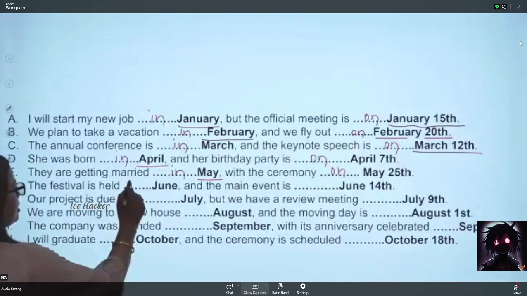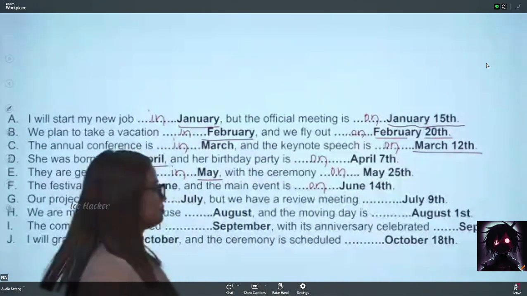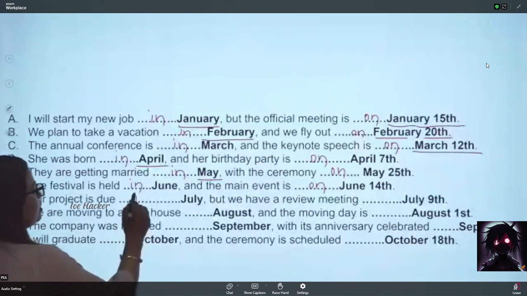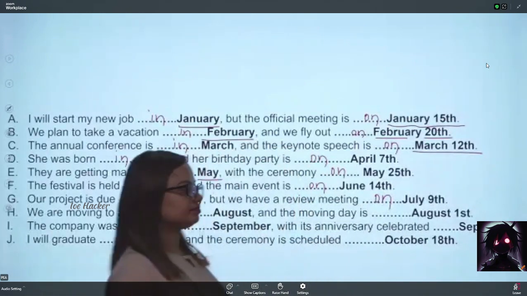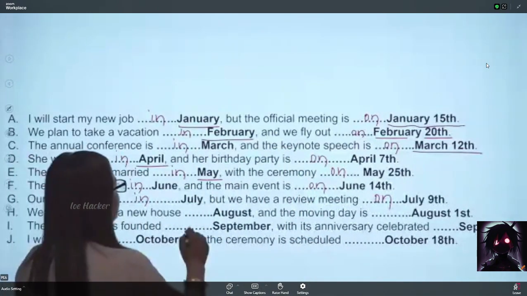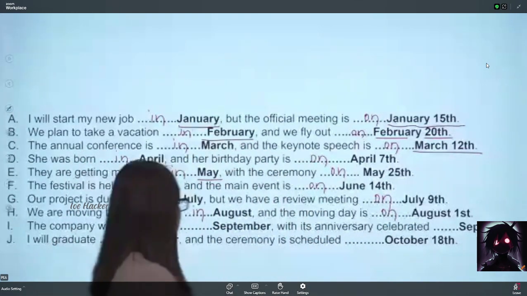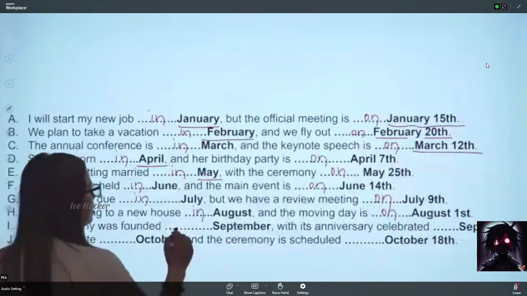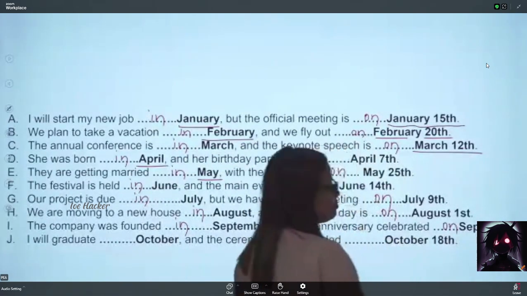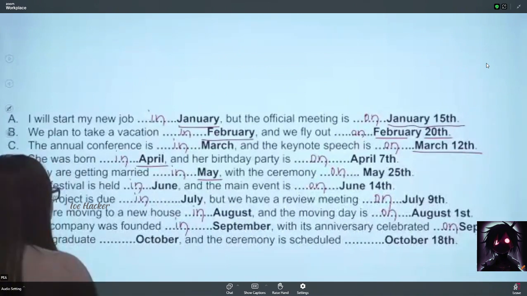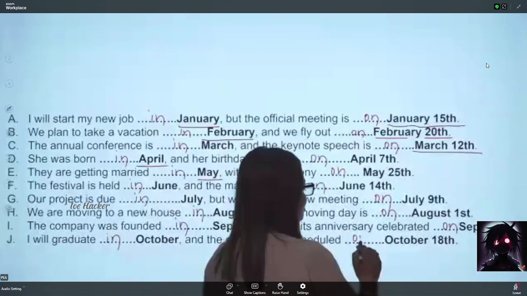The festival is held in June and the main event is on June 14th. Our project is due in July, but we have a review meeting on July 9th. We are moving to a new house in August and the moving day is on. The company was founded in September with its anniversary celebrated on September 30th. I will graduate in October and the ceremony is scheduled on October.